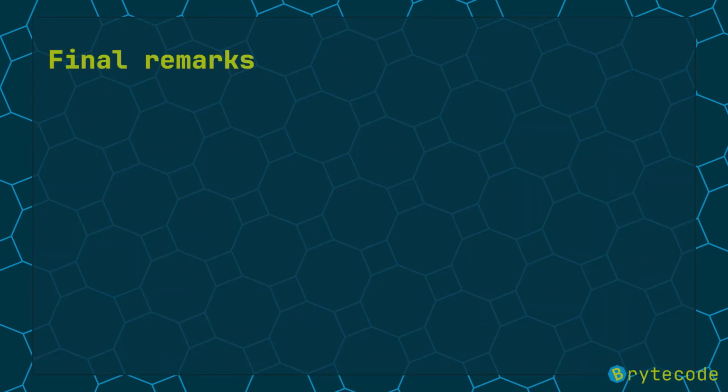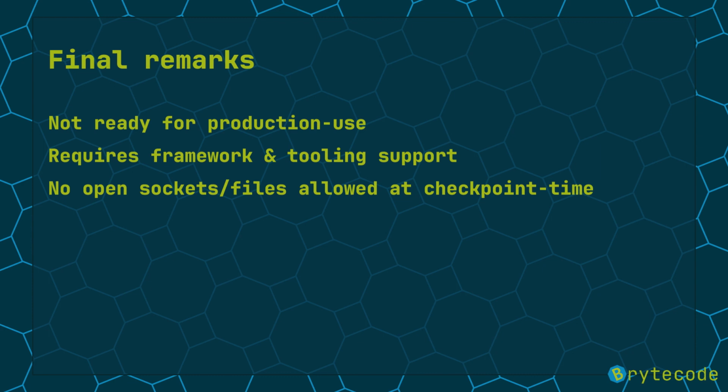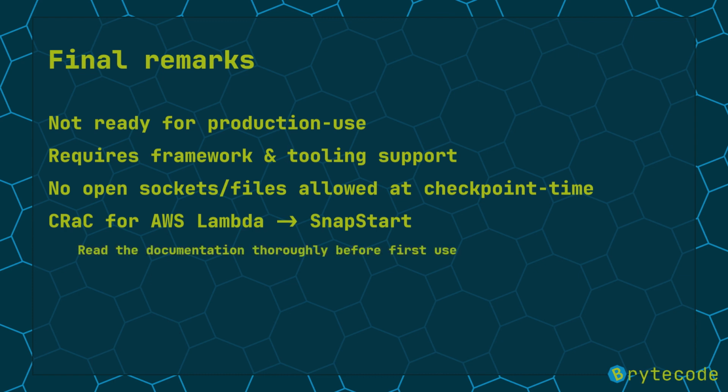CRaC looks very promising, but I don't recommend its use in production yet. Having said that, at the end of 2022, Amazon Web Services launched a CRaC-compatible technology called AWS SnapStart as part of AWS Lambda. Before using this technology, I do recommend that you read the documentation, as there are some coding constraints that need to be taken into account to successfully use this technology for production workloads.